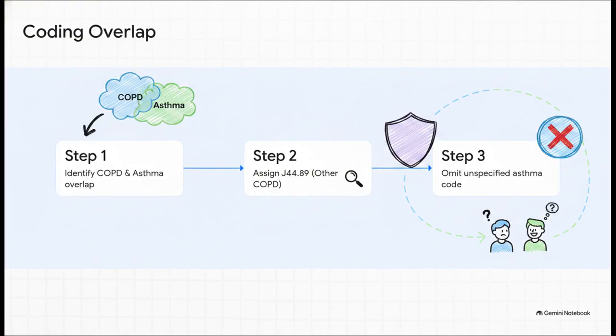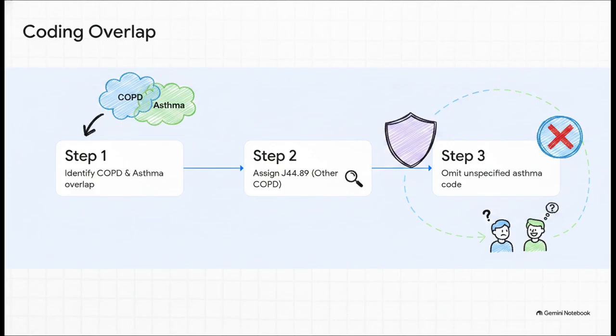Okay, here's how combination codes work their magic here. Based on AHA Coding Clinic guidance, this was from Q2 of 2024 by the way, step 1 is identifying the overlap between COPD and asthma. Step 2 is assigning the combination code J44.89 for other specified COPD.